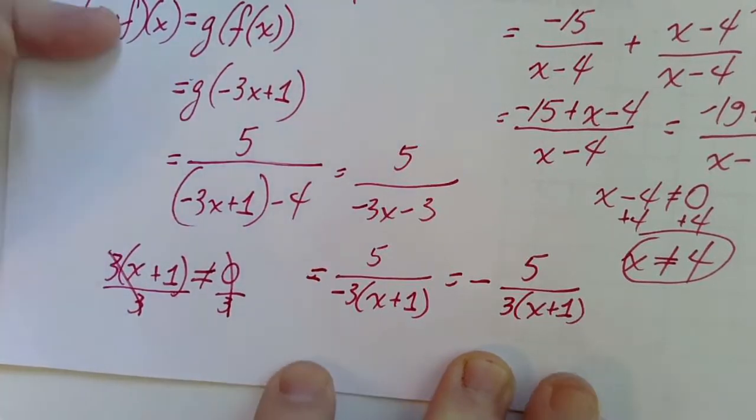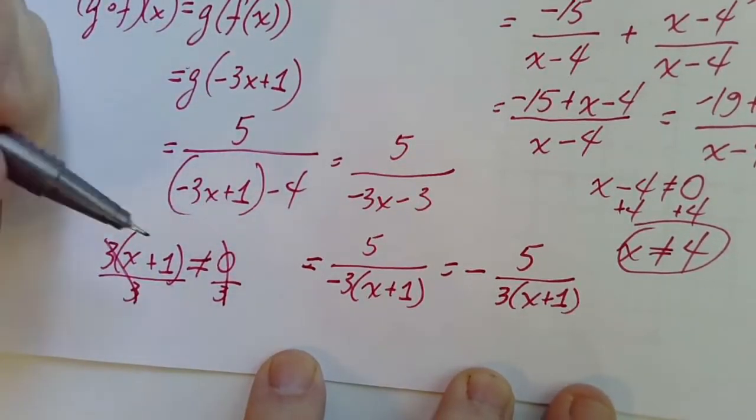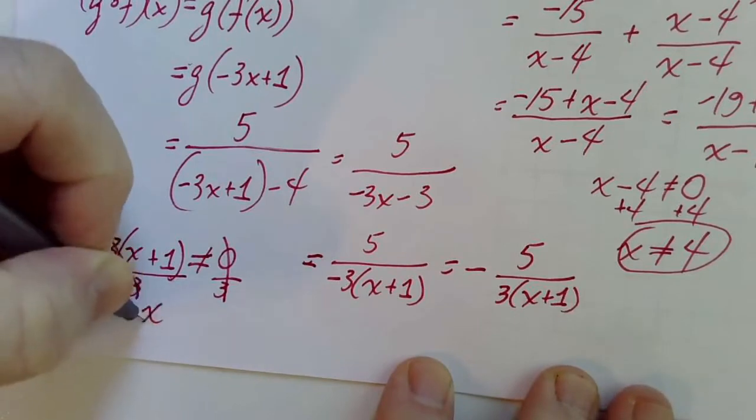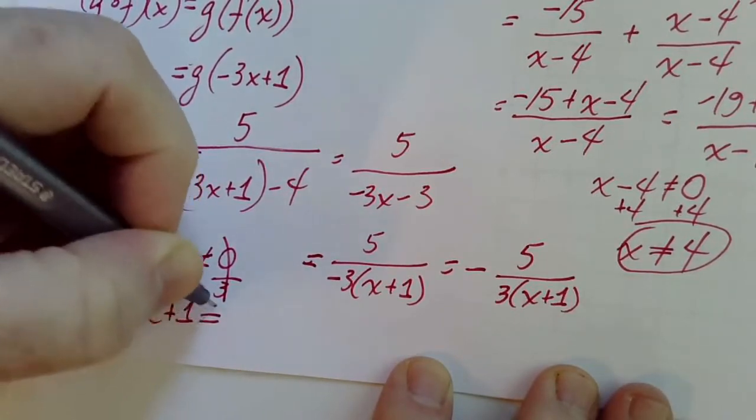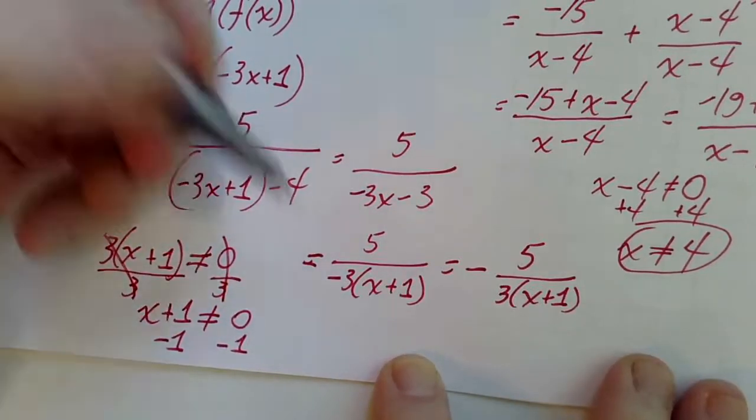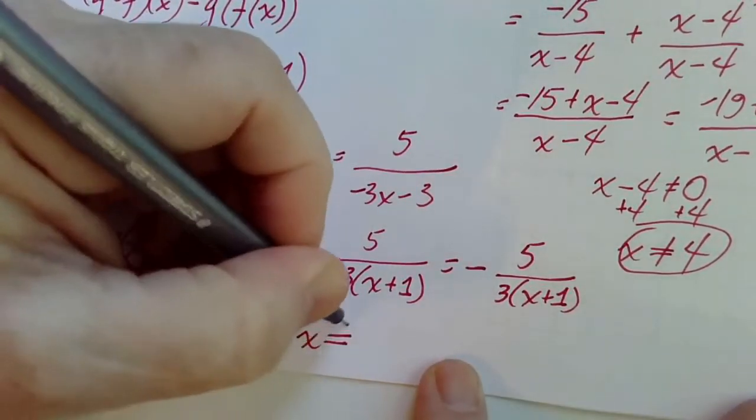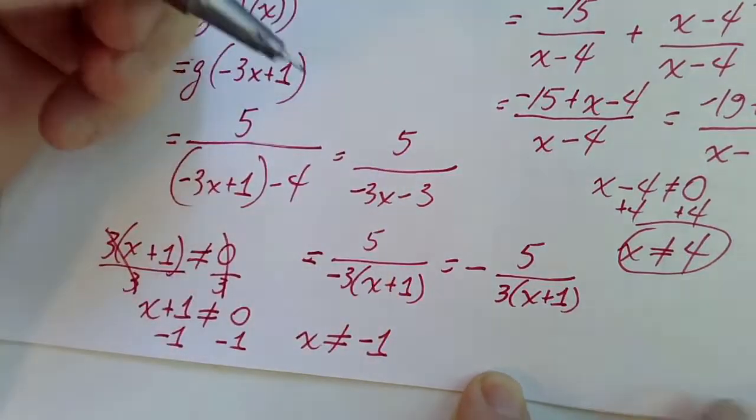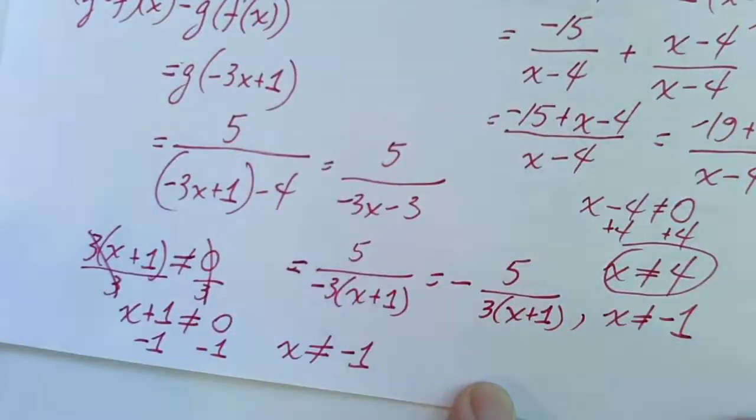We can divide both sides by 3. 0 divided by 3 is just 0. So we have that x plus 1 cannot be 0. Subtract 1 from both sides, and we get that x cannot be negative 1. So here, I'm going to write x cannot be negative 1.